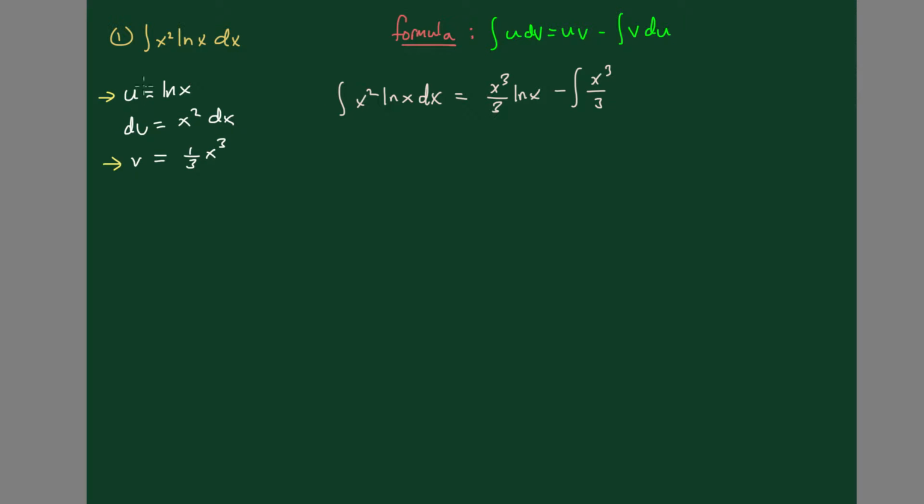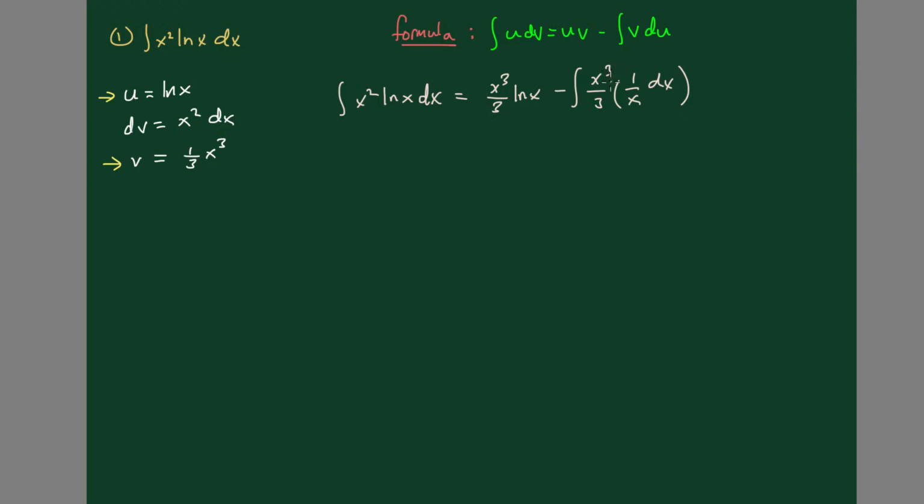Du is the derivative of u, right? Let me actually fix this. This looks like a u. This is dv, but we're talking about du. So the derivative of u is the derivative of ln of x, and the derivative of ln of x is 1 over x. So let's go ahead and write that as 1 over x dx.